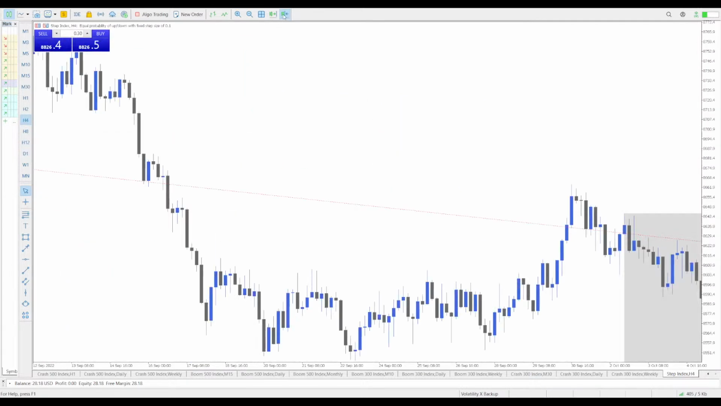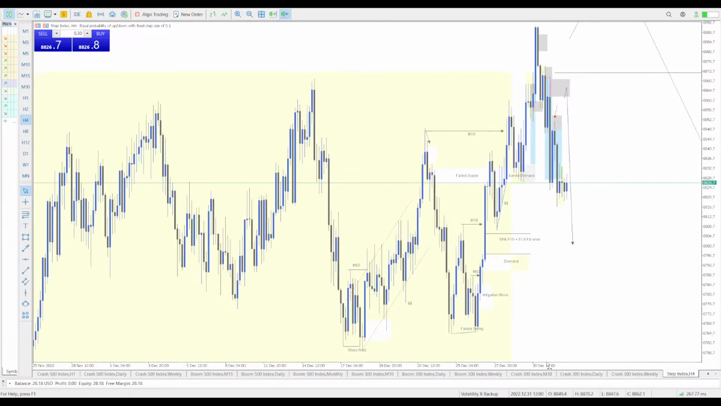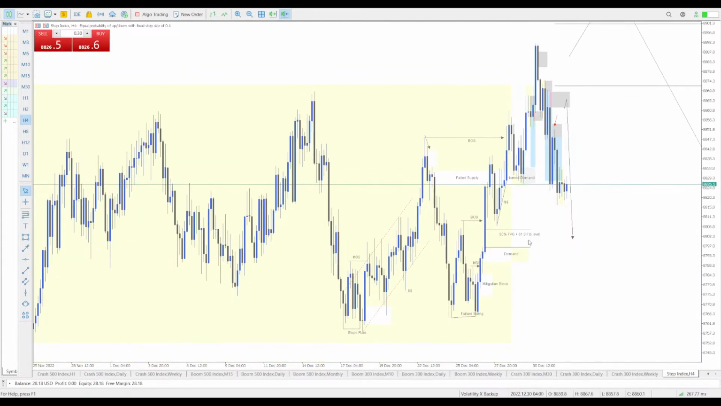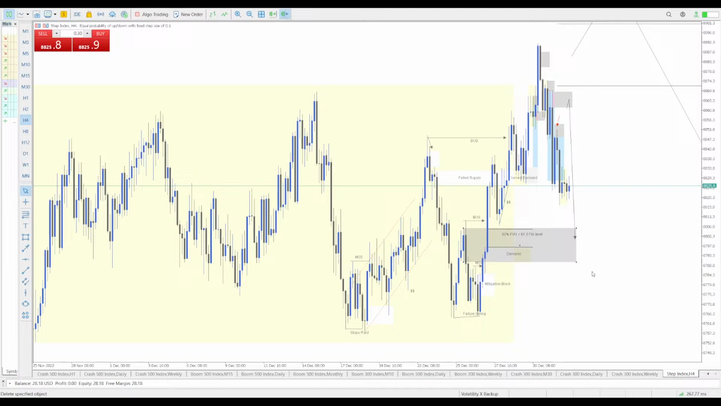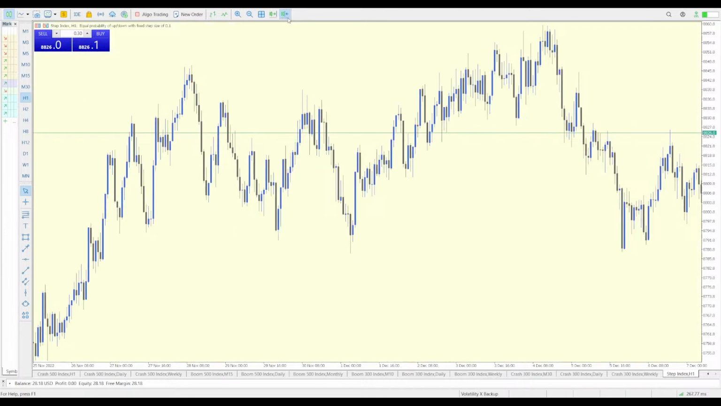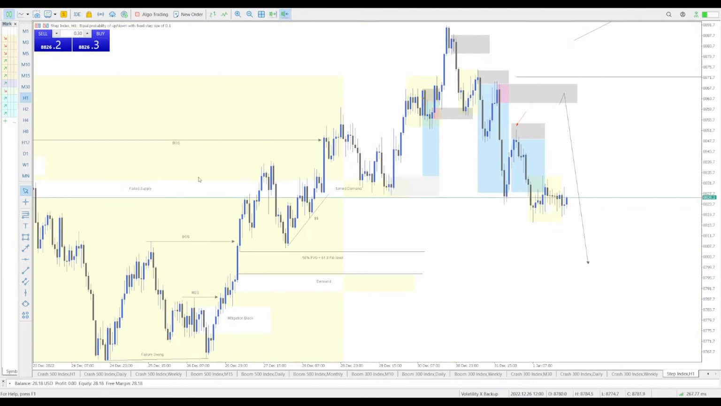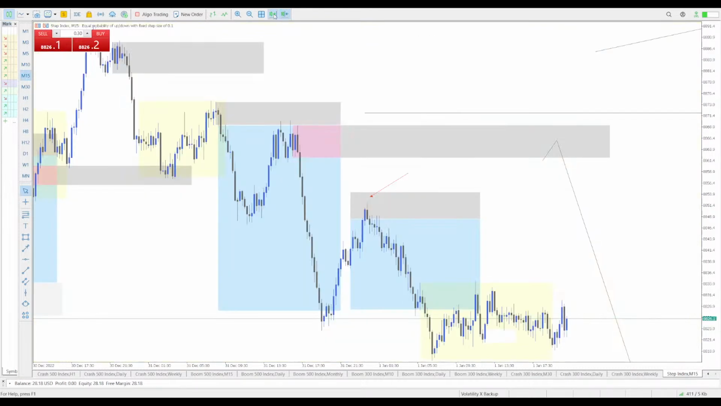So on our H4, what do we have here? You see, we have a long way to go, so we need to fill this imbalance, so I'll tap into this demand, right? And there's also this, the last buy, so this is my mitigation block. This is perfect, so that's the target. So intraday, go to 15 minutes.